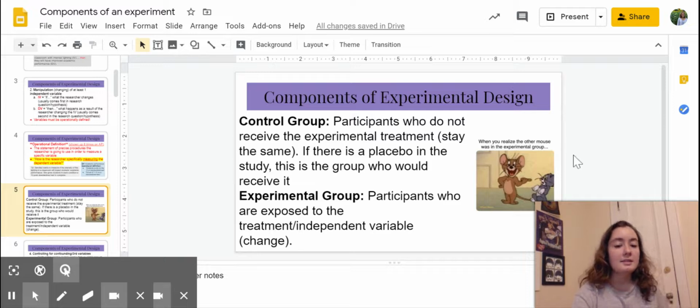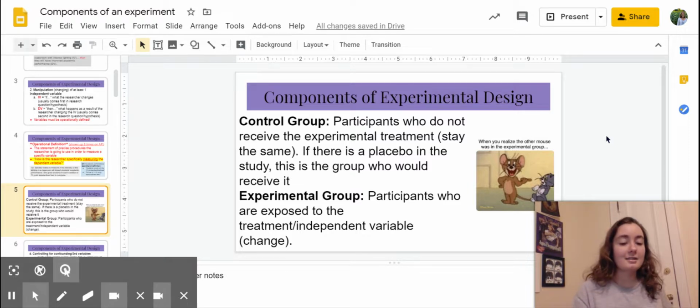So oftentimes I like this meme because the little mouse is saying, when you realize the other mouse was in the experimental group. Because oftentimes you wouldn't want to be in the experimental group, especially if you're a lab rat, because you're getting all the messed up treatment and trials being done to you. But in the case of something like a life-saving drug trial, maybe you would want to be in that experimental group. So it just depends.